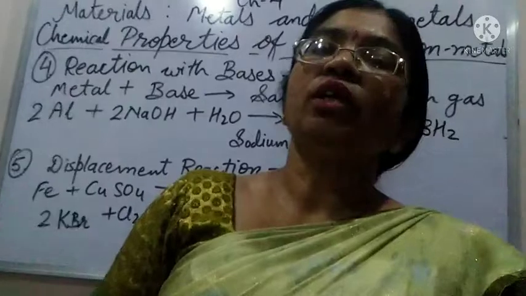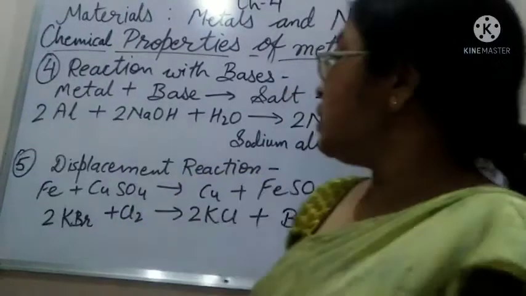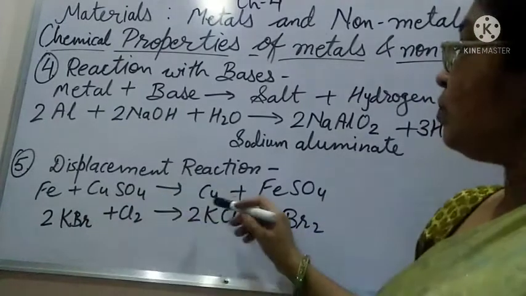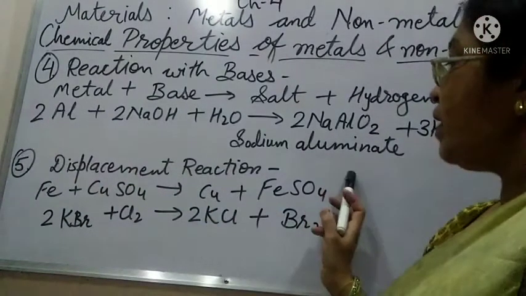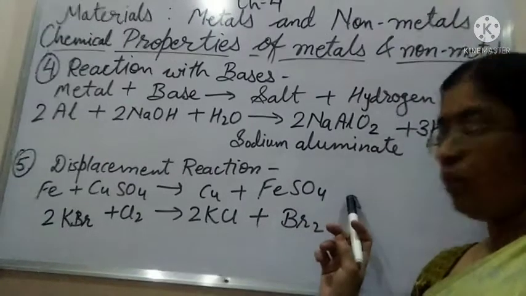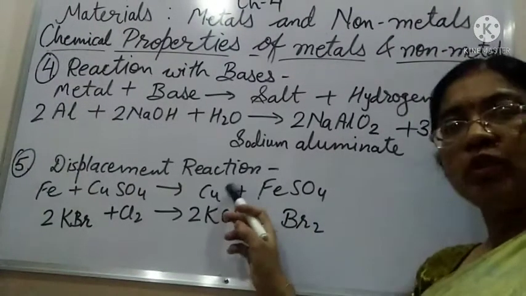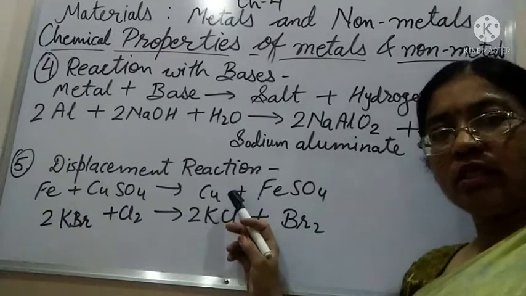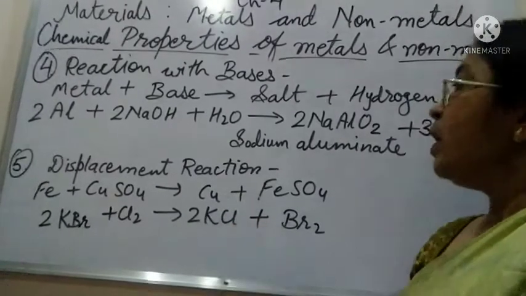Because ferrous sulfate has been formed here in this reaction, iron displaces copper from the copper sulfate solution. Ferrous sulfate, which is green in color, is formed, and the copper gets deposited on the iron nail. That's why the color of the iron nail turns reddish brown.